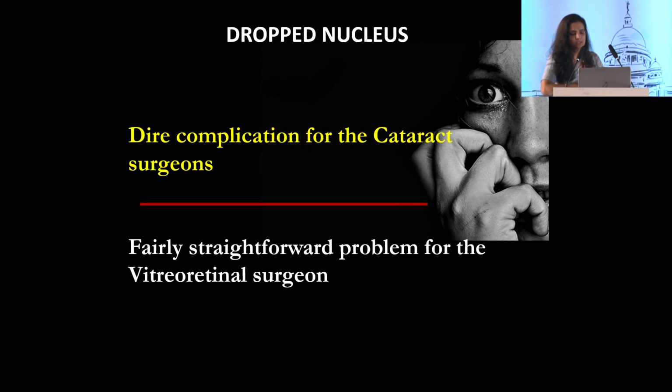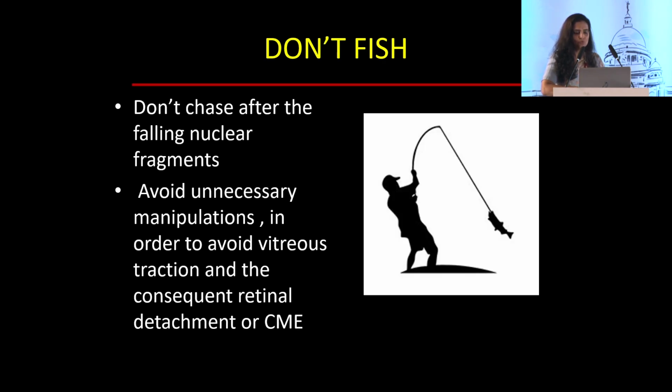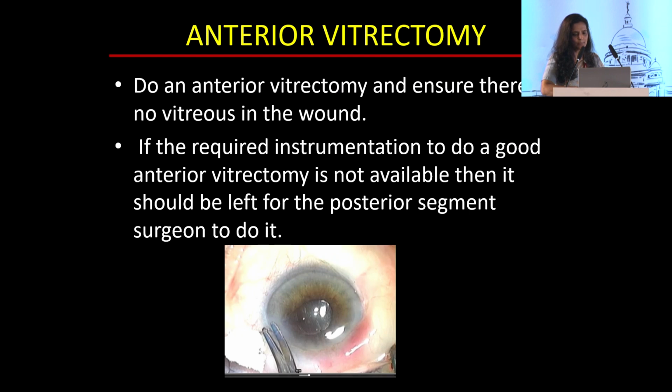Now, a dropped nucleus, as I mentioned, is a dire complication for the cataract surgeon, but it's a fairly straightforward problem for the vitreoretinal surgeon. So, drop nucleus cases, I always say, referred to a retina surgeon, fall into two categories: well managed and poorly managed by the anterior segment surgeon. This is something that has been repeated on and off. Don't chase after the falling nuclear fragment. Avoid unnecessary manipulations, in order to avoid vitreous traction, retinal detachment or CME.